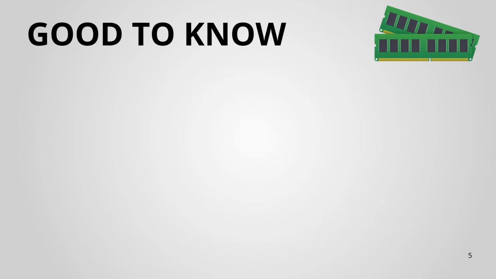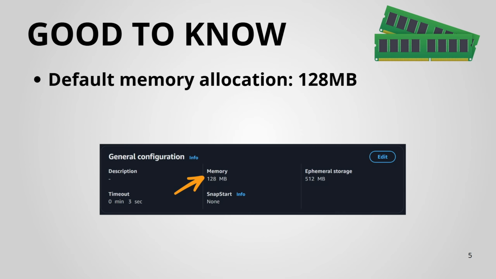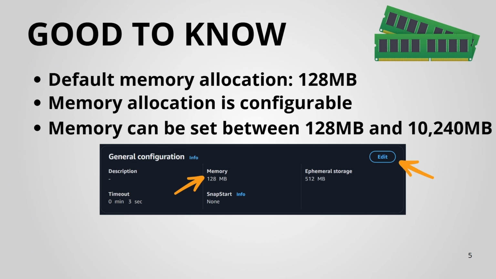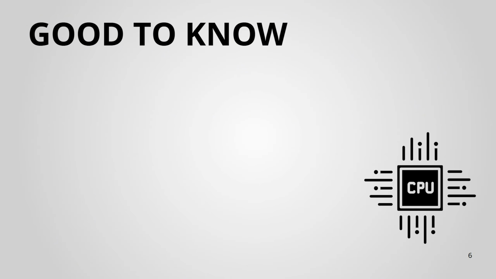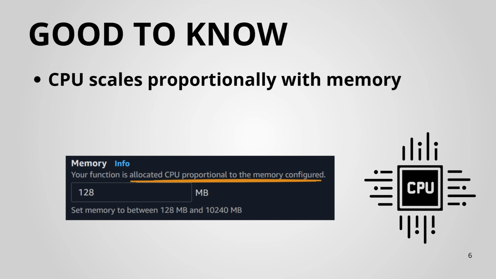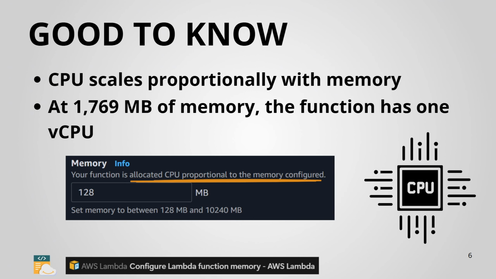Before we jump into the hands-on part, here are a few important things to know. When you create a Lambda function, it starts with 128 megabytes of allocated memory by default. Memory allocation is configurable, and it can be set between 128 and 10,240 megabytes. CPU power scales proportionally with memory, so the more memory you allocate, the more CPU your function gets. At 1,769 megabytes, the function has the equivalent of 1 vCPU. The official AWS documentation with all these details is linked in the video description.